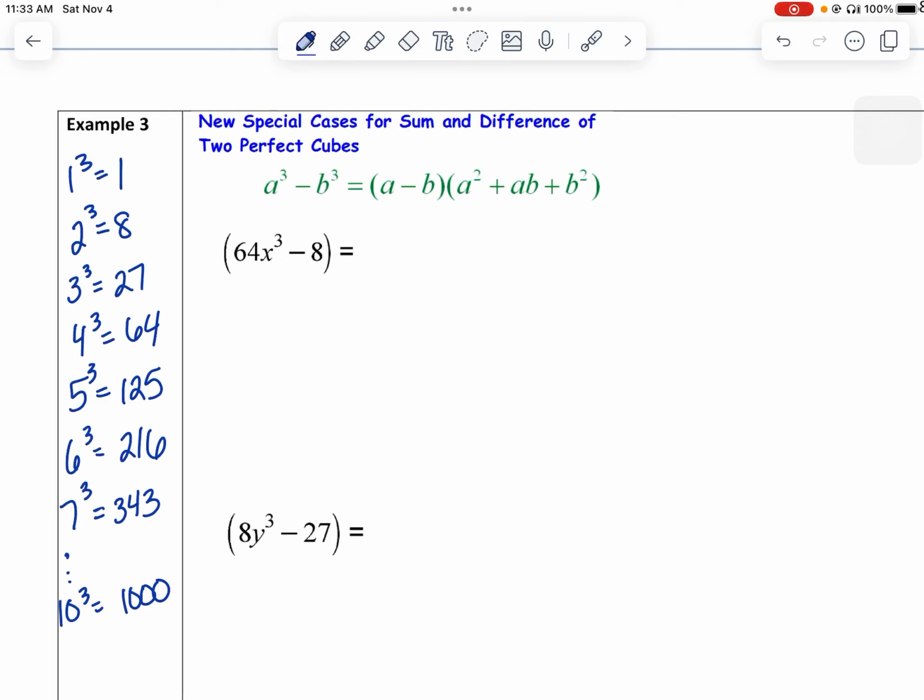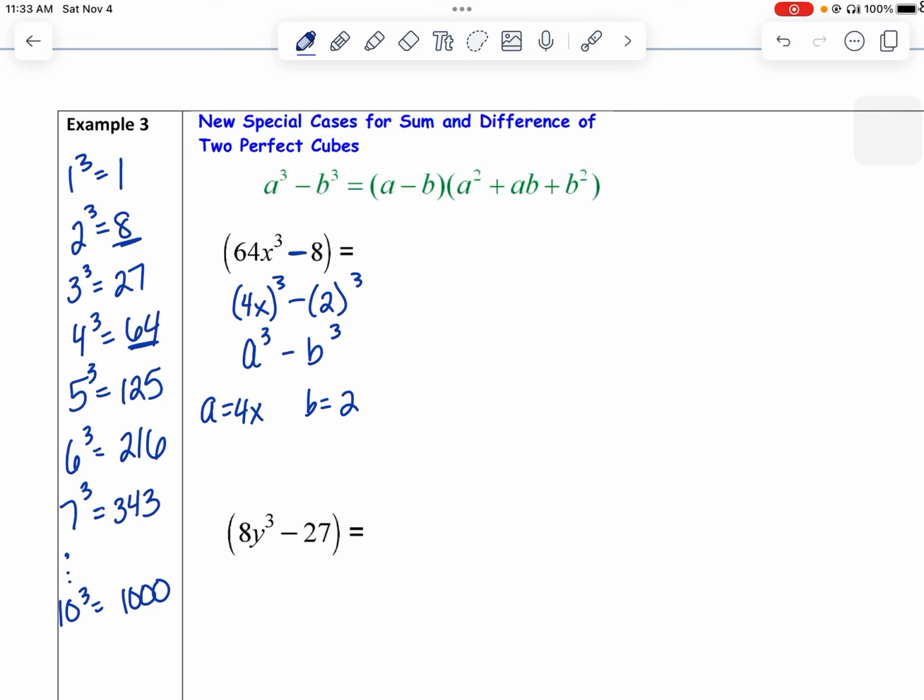And so here we have 64x cubed and 8, so both of those are in our perfect cubes. 64 is 4 cubed and 8 is 2 cubed. And we have subtraction. So we have a difference of perfect cubes, and we have an x cubed. Okay, so we can think of this as 4x cubed minus 2 cubed, and now it fits my form as a cubed minus b cubed, where a is 4x and b is 2. So if I have a difference of perfect cubes and I can identify what a and b are, which would be the cube roots of your terms, then you can plug it into this formula.